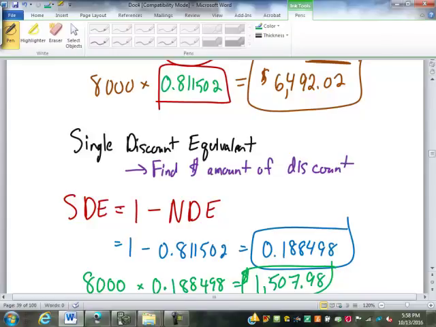Does that make sense? What is that last number? The 1,500? That is the amount of the discount. And of course, that amount of the discount and the net price better add back up to that list price of 8,000.